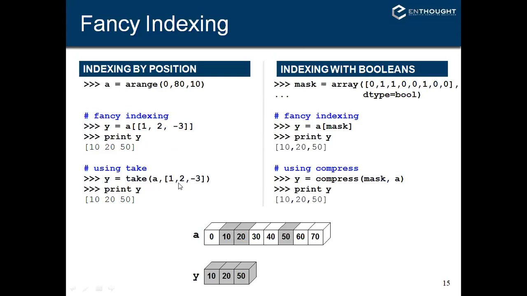What I wish to take: 1 comma 2 comma minus, similarly the data I wish to take from here, 10, 20, and from the last indexing position 50. This is how take is working here.